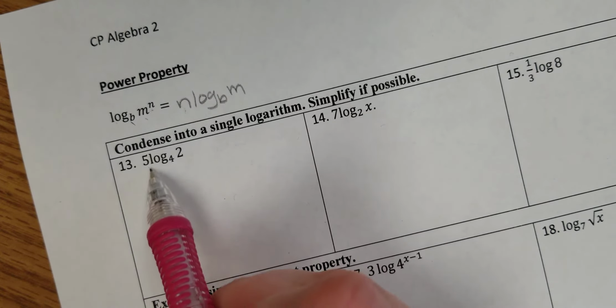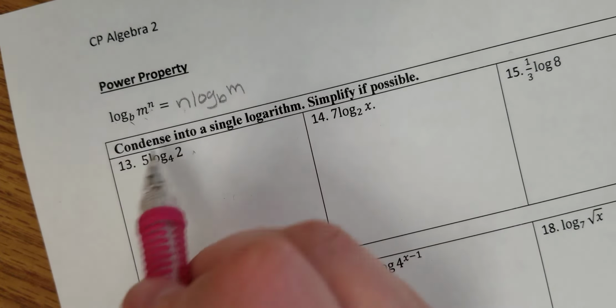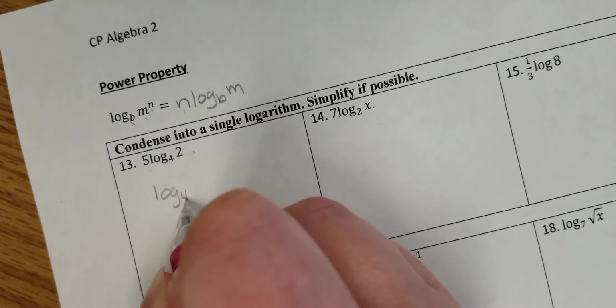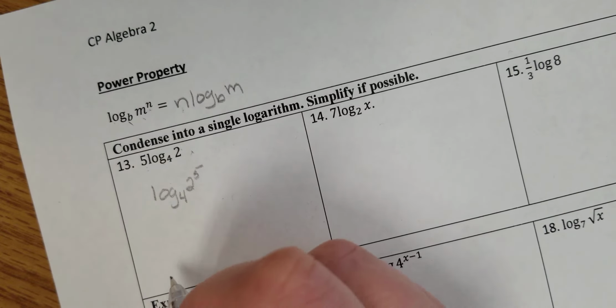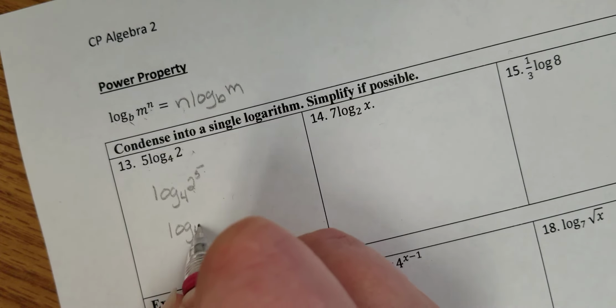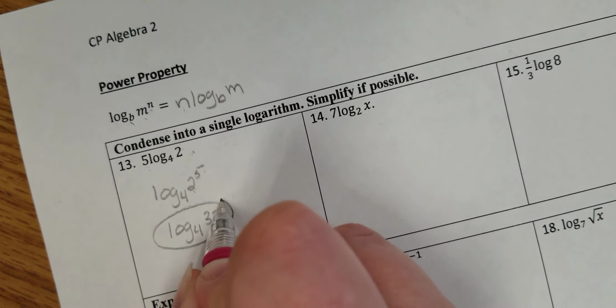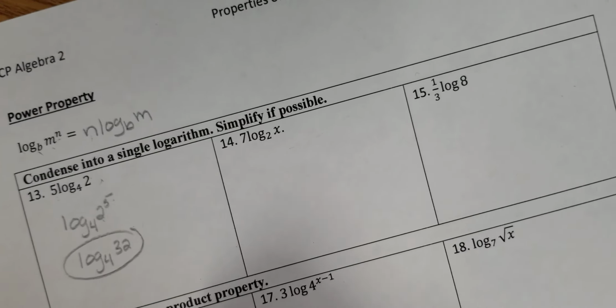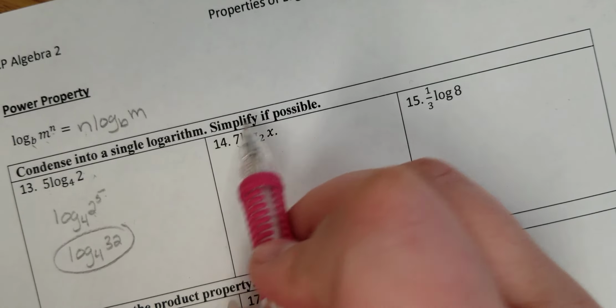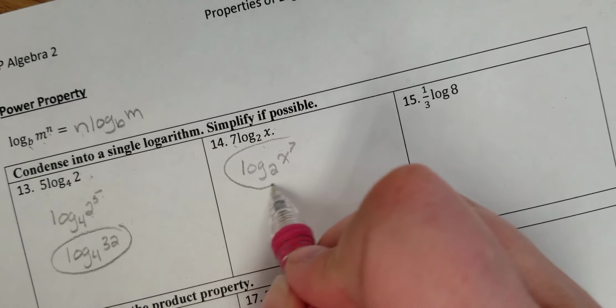All right, so our first one, we have 5 log base 4 of 2. So 5 becomes the exponent with the 2. So we have log base 4 of 2 to the 5th power. And then 2 to the 5th power is 32. So this becomes log base 4 of 32. Okay. So for 14, we have 7 log base 2 of x. So our 7 is our exponent. So we have log base 2 of x to the 7th power. And because we don't know what x is, we're just going to leave it as that.